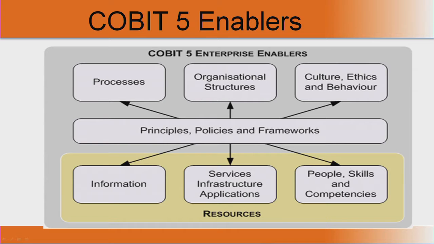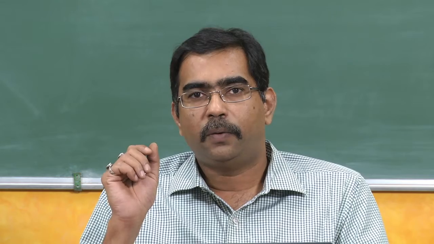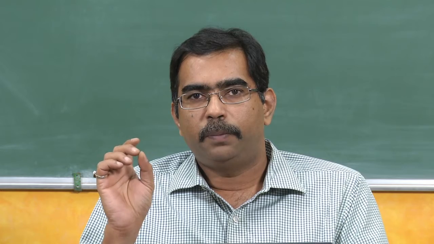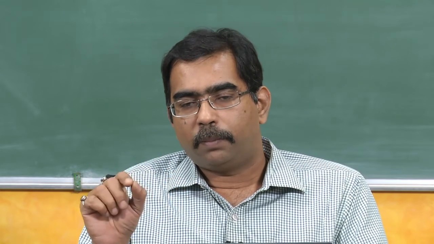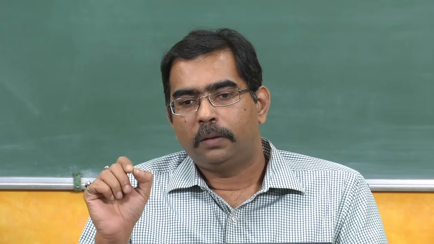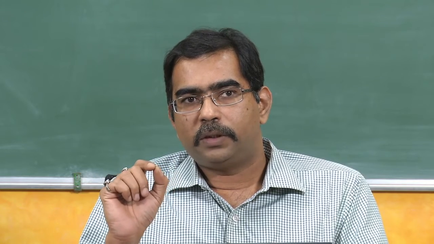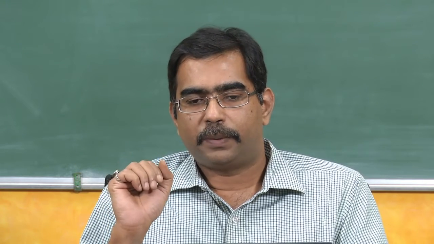Now, the bottom half under resources, if you remember a couple of slides back, we discussed that effectiveness, efficiency, confidentiality, integrity, availability, reliability and compliance are required for 5 aspects, which are the technologies, facilities, people, data and application. So, the bottom half, the one where the resources are mentioned, are for those 5 aspects.